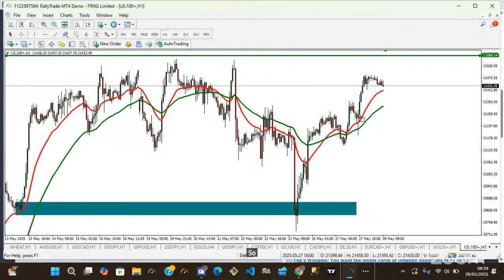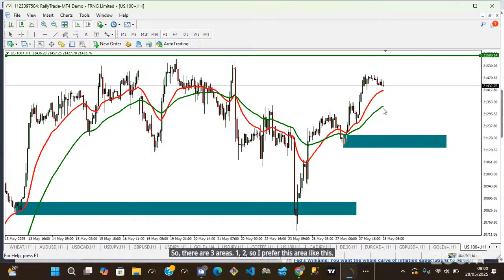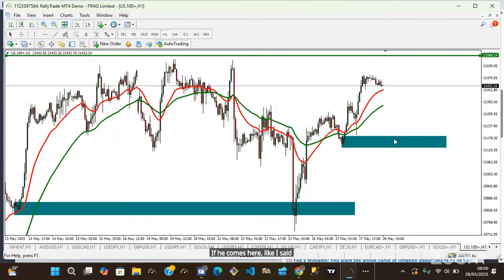So there are three areas, 1, 2. So I prefer this area like this. If it comes here, like I said, I can never be right. If it fails here, I will look to take me out, stop loss, then I attack it again from this level.